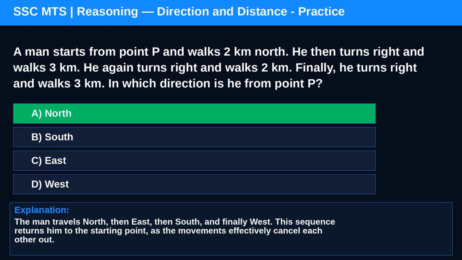Correct answer is A. The man travels north, then east, then south, and finally west. This sequence returns him to the starting point, as the movements effectively cancel each other out.